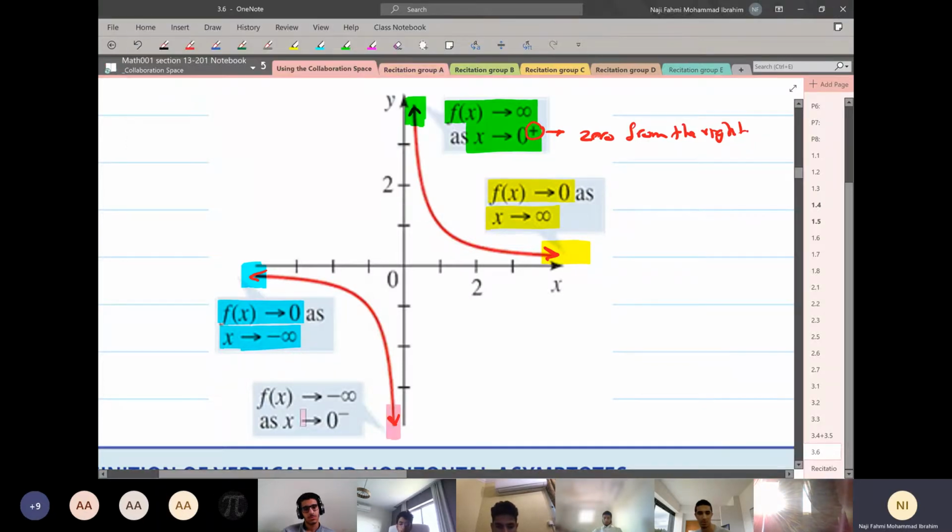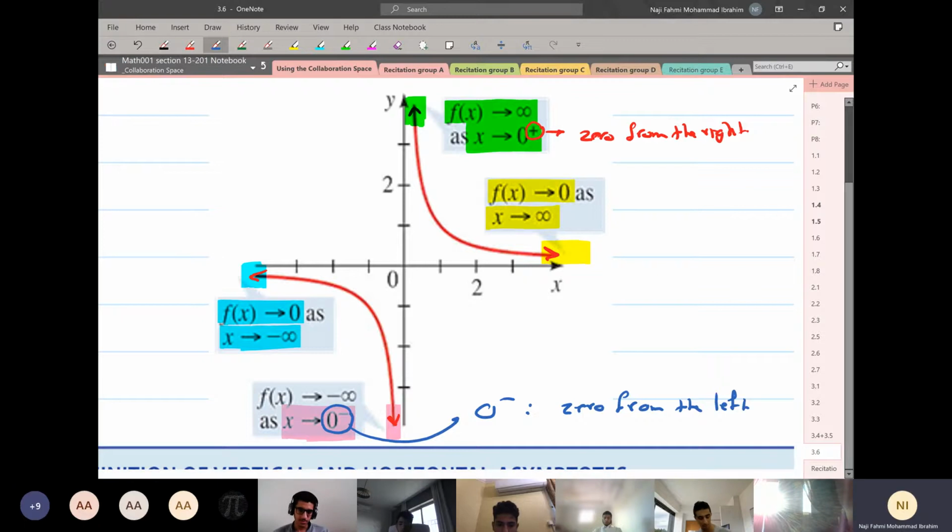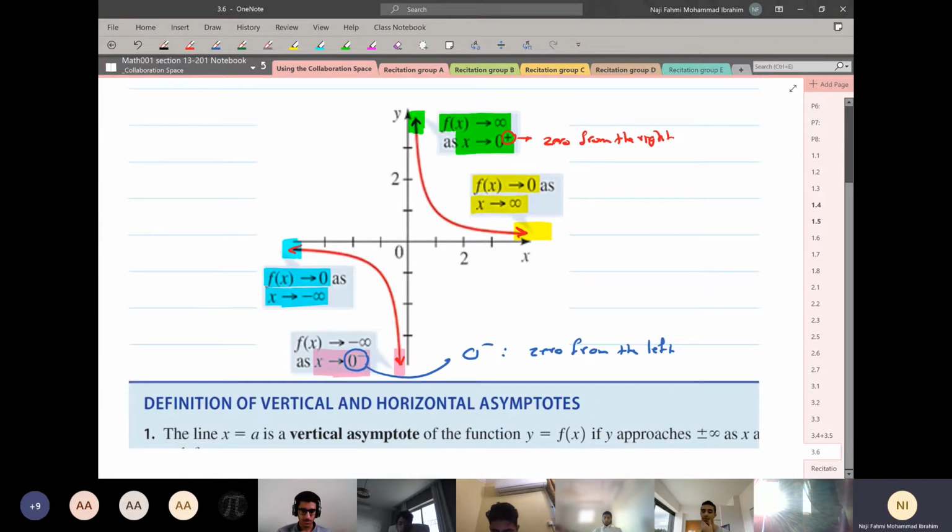The value of x is getting closer to 0, but this time from where? From the left side. So this here is 0 to the power negative. This means 0 from the left side, which means the values of x are negative. Where's the function going now? To negative infinity. So these are the definitions of the horizontal and the vertical asymptotes.